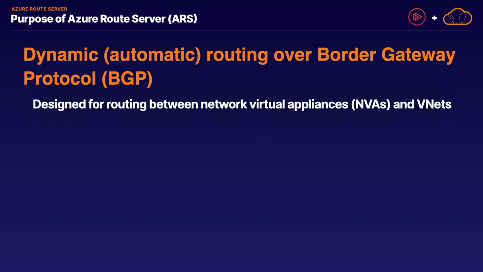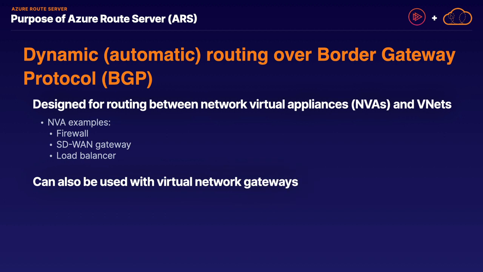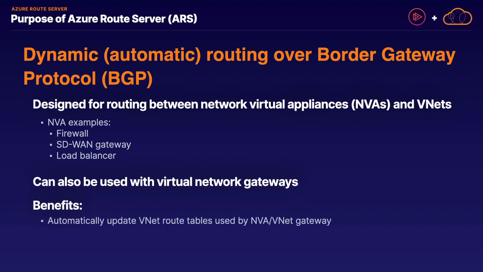Now, quick point to be aware of is that the Azure Route Server service is specifically designed for routing between virtual networks and network virtual appliances, which again typically uses the acronym of NVA. Virtual appliance examples include either a firewall, an SD-WAN gateway, or even a manually created load balancer service. With that in mind, the Azure Route Server service can also be used with virtual network gateways such as VPN or ExpressRoute connections.